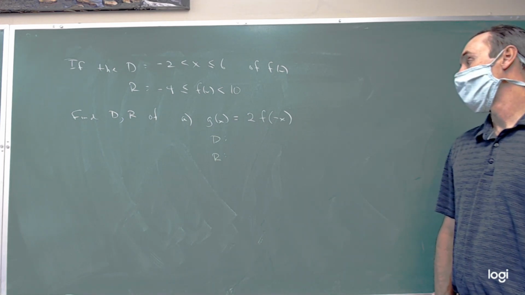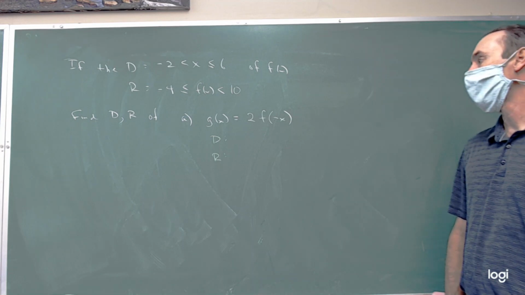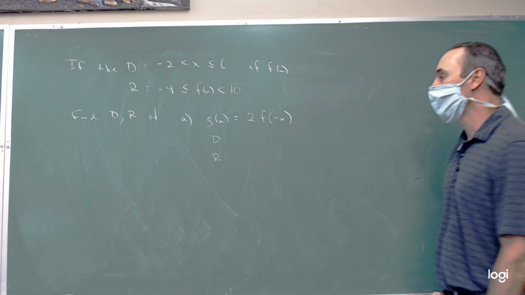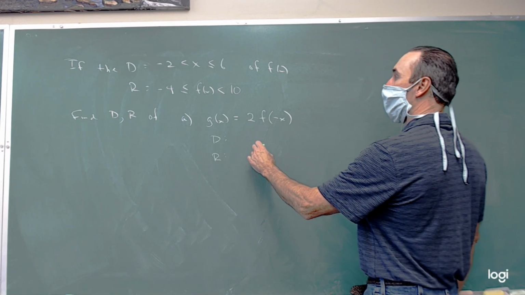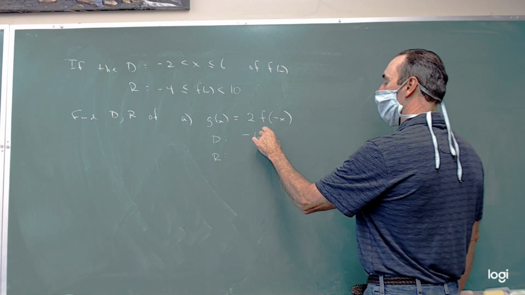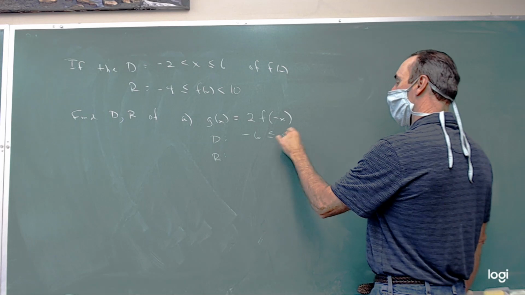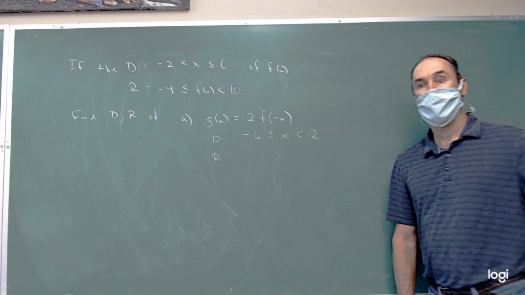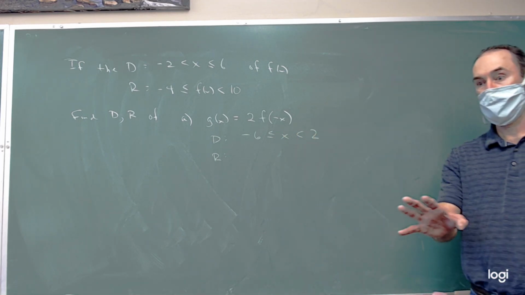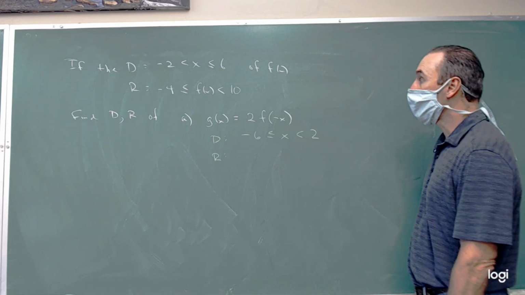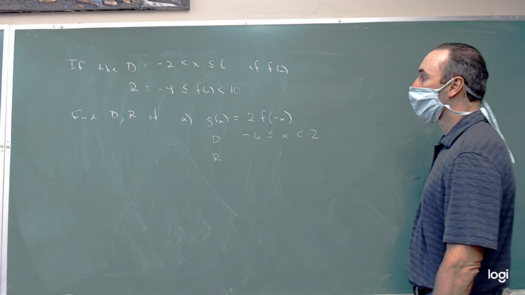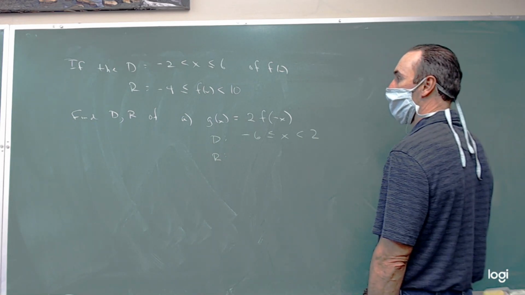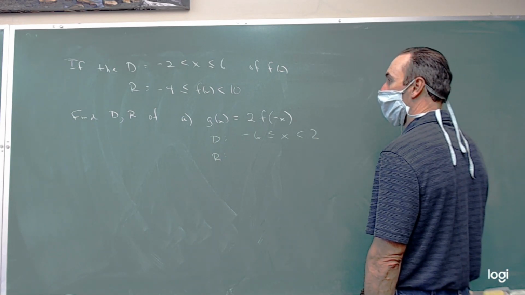All right, so what's the new domain for g going to be? Ben, you want to give it a shot? Negative 6 is less than or equal to x is less than 2. Sounds good. We agreement? Okay, and how about the range? Claire, you want to give that one a shot? I don't know, I didn't get to the range yet, I'm a little bit confused.